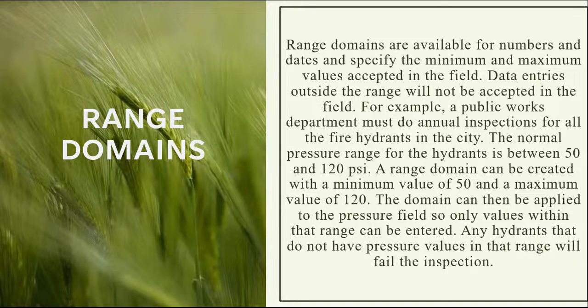It's more like a constraint. If you read from the very paragraph, it's a constraint we apply to data. Okay, it's between this and this. So any hydrant that does not have a pressure value in that range will fail the inspection. Now that has helped you, instead of just putting different things. This is the acceptance value between 50 and 120. So any value that is not within this has failed the inspection. Any value within this has passed the inspection.